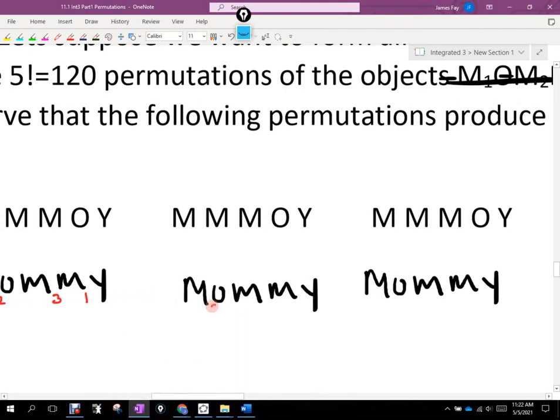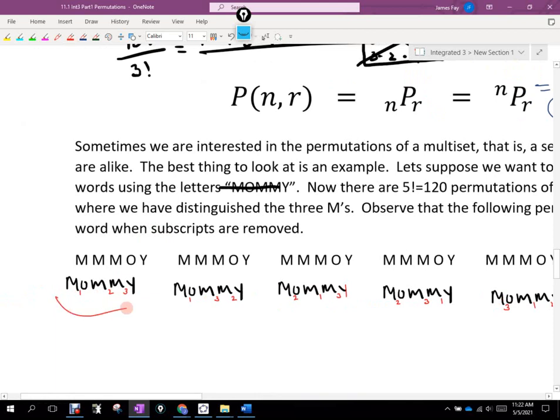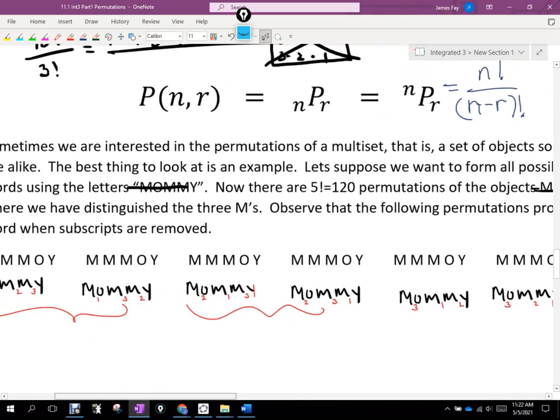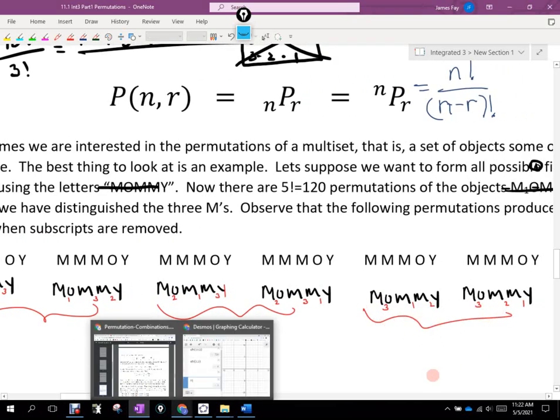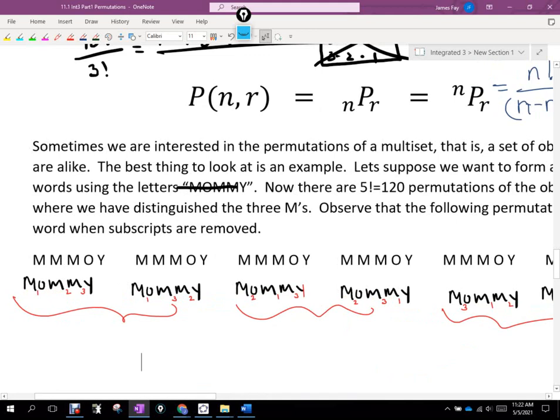Now I can start with M3, and this could be M1 and M2, but I could also start with M3, and this be M2, and that be M1. Okay? If I look at these two, I started with M1. I look at those two, I started with M2. And I look at these two, I started with M3. I have exhausted all the different ways that I can write mommy if these subscripts are 1, 2, and 3. Does that make sense? Okay.